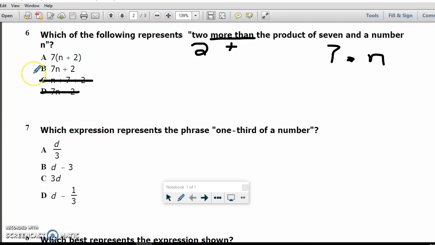Now if you remember back in our lesson, we talked about the difference between these two. In A, you would be multiplying the sum of a number and 2. But we don't want 7 times the sum of a number and 2. We're multiplying 7 times a number. So B is our correct choice because 7 is only being multiplied by that unknown number, and then we add on 2. A would not be correct.